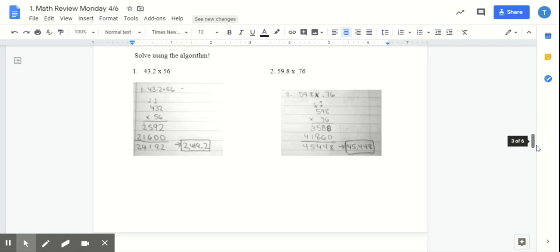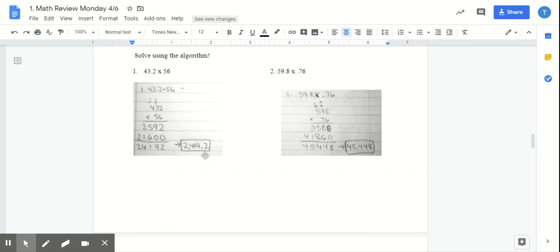The next thing we're working on is solving using algorithms. These are not the regular type. Both of these problems have decimal points in them. So I made sure to remove the decimal point and then solve as if they're regular problems and then add them back, okay? So realize I added them back based off of how many place values I have behind the decimal point in my original factors.